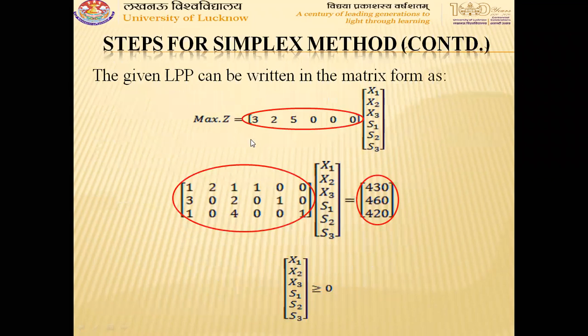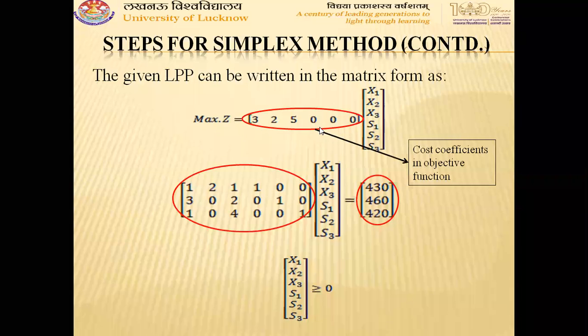Now we obtain the matrix form as this. In the objective function, we write in a row vector the cost coefficients, whereas in a column vector we write all the variables involved in the linear programming problem in standard form. So the first one is the cost coefficient of x1, 2 is the cost coefficient of x2, 5 is the cost coefficient of x3, and so on. In the next step, we convert the constraints into the matrix form.